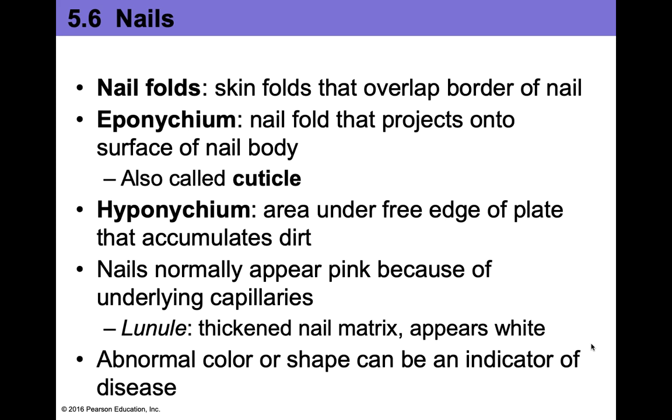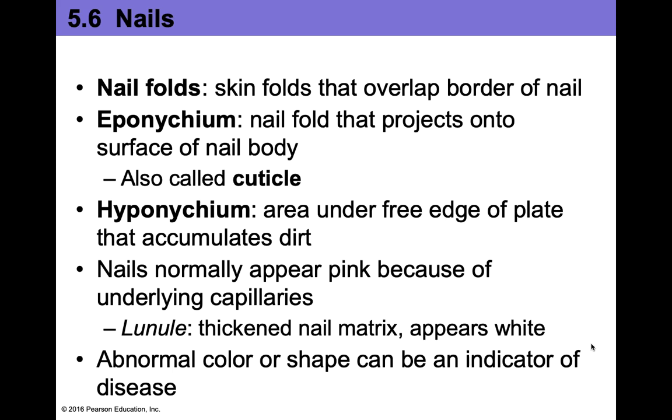You have an eponychium, which is the nail fold that projects onto the surface of the nail body, also called the cuticle. And this is what nail salons will cut off with those scary little tiny scissor-like things. And then you have the hyponychium, which is under the free edge of the plate and accumulates dirt. So you can use a nail brush to clean your little dirty hyponychium under there.